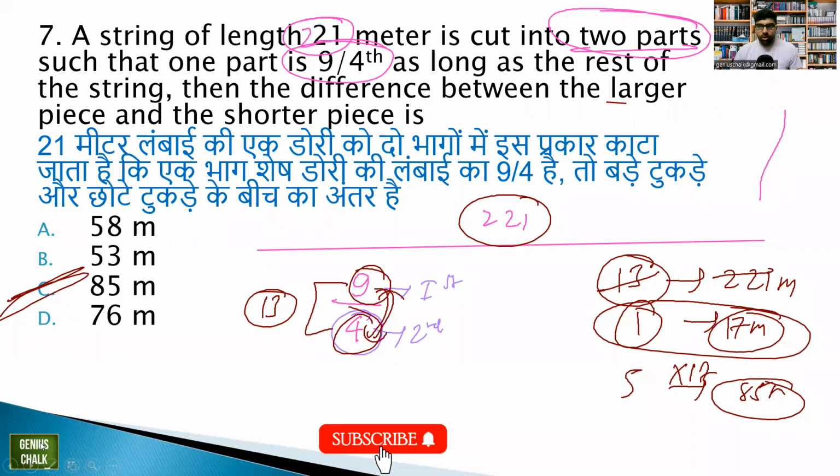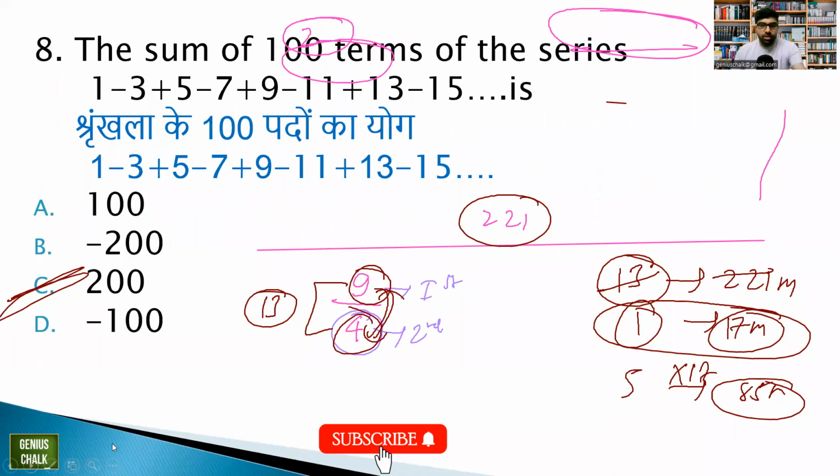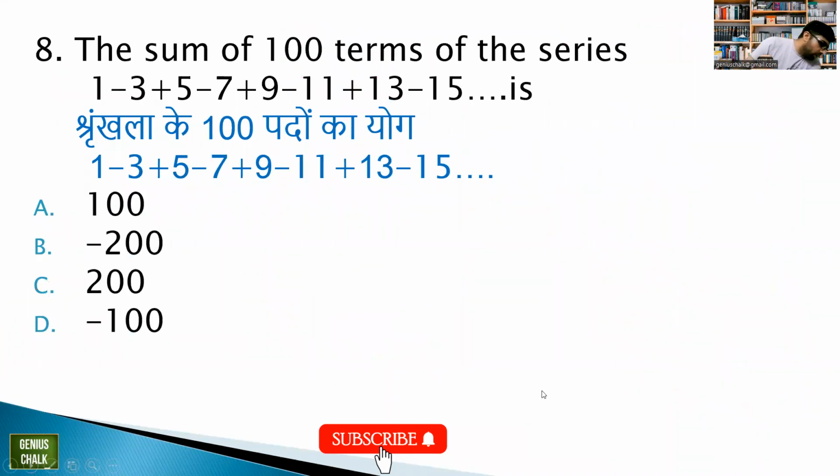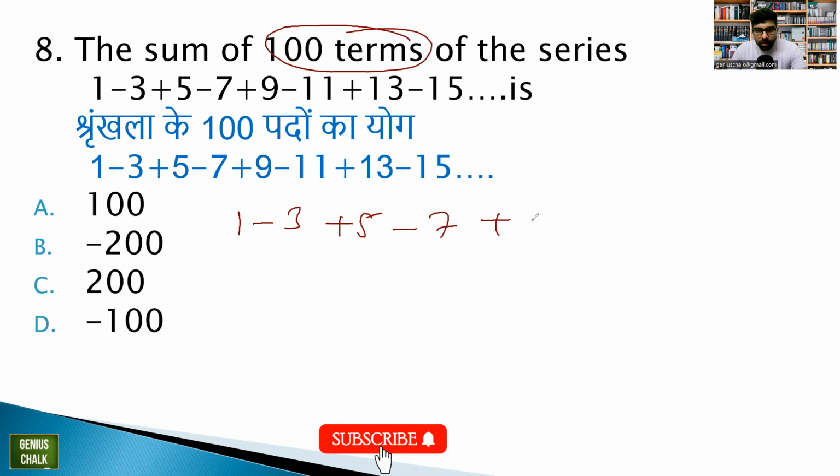You can solve this question using the variable x also. It's up to you. Or you can use this ratio method as well. All right. Let's solve the next question. It is saying the sum of 100 terms of the series, where the series is given like this: 1 minus 3 plus 5 minus 7 plus 9 minus 11 plus 13 minus 15 and so on.